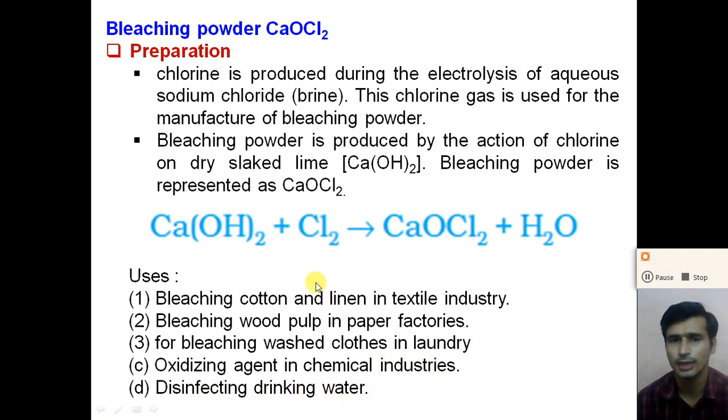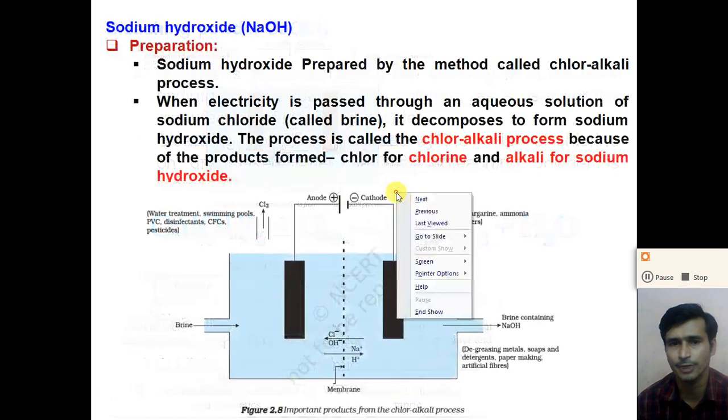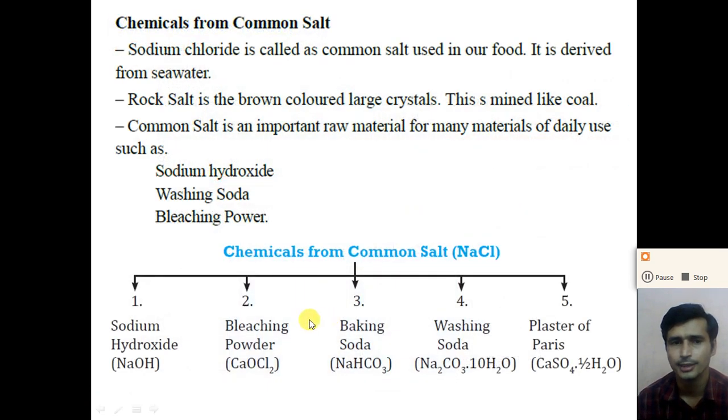Now, other chemicals obtained from common salt, right? Baking soda, washing soda, and plaster of Paris. How we prepare baking soda, washing soda and plaster of Paris, we will discuss in the next video. So dear student, keep watching my video, right?